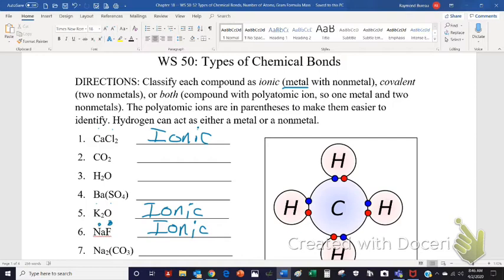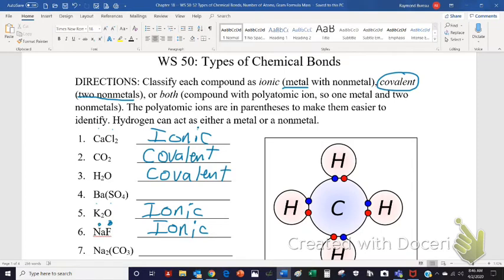All right, now look at number 2. Carbon dioxide, CO2. Both carbon and oxygen are nonmetals. Since we have 2 or more nonmetals, we will have a covalent bond. We talked about water a little while ago. 2 hydrogens, 1 oxygen, both nonmetals. We have a covalent bond.